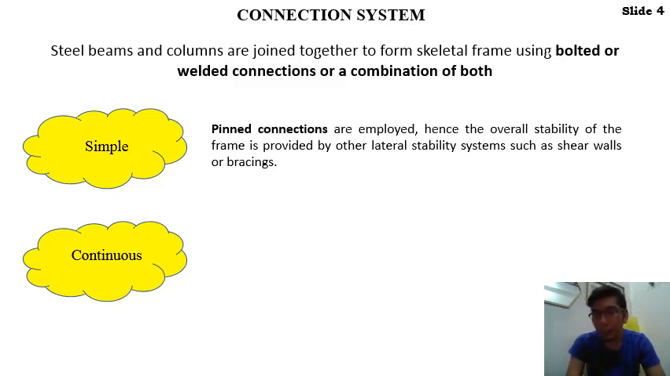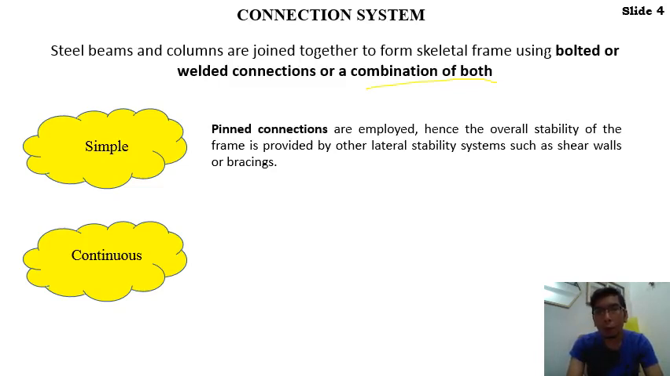Again, in steel framing, it's not necessary to use only one connection. We can combine both. In this case, we combine, but the main connection is pin connection for the steel column and beam connection, while the bracing needs rigid, which is welded.